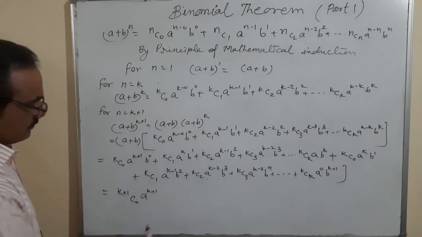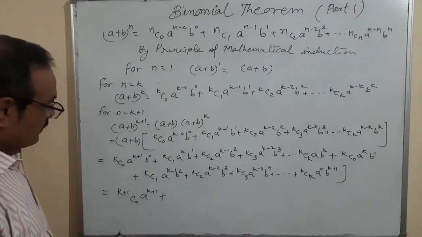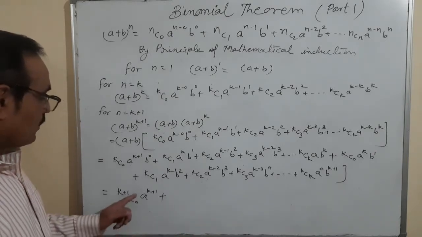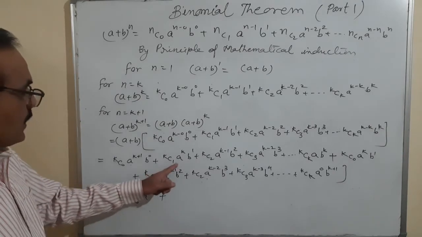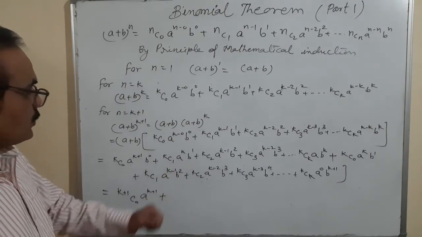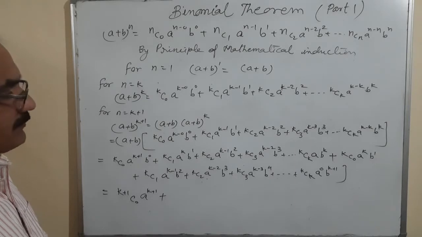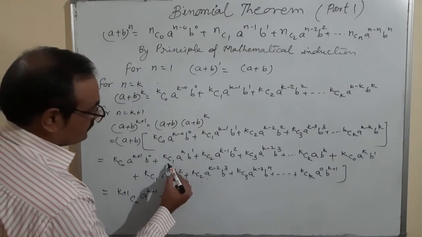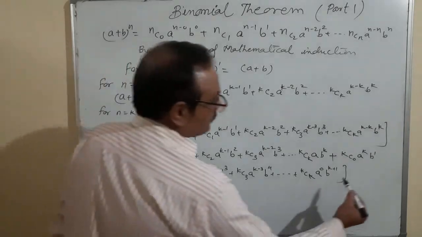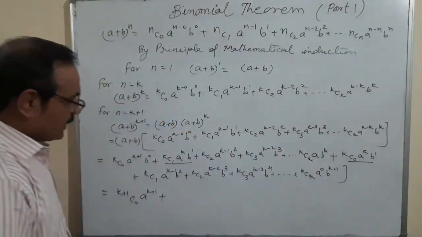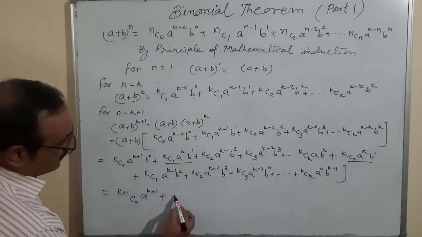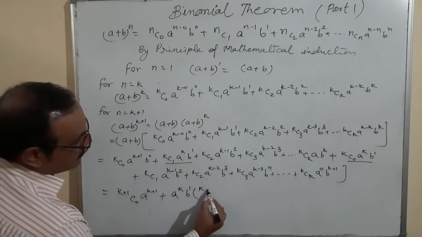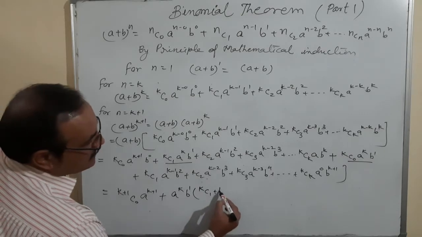This is the term, plus. Second term I want to write here is a to the power k and b to the power 1. See, this is the term a to the power k, b to the power 1. So here I can write a to the power k, b to the power 1, with coefficient kC1 plus kC0.